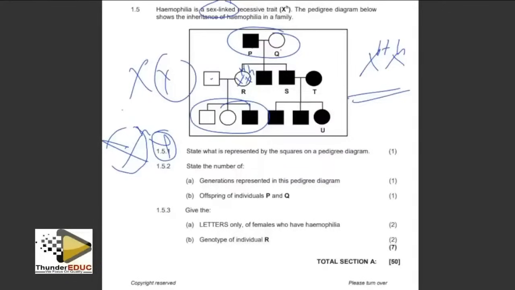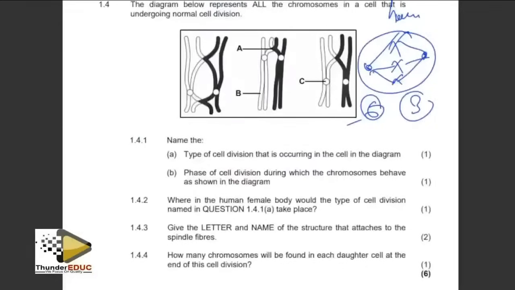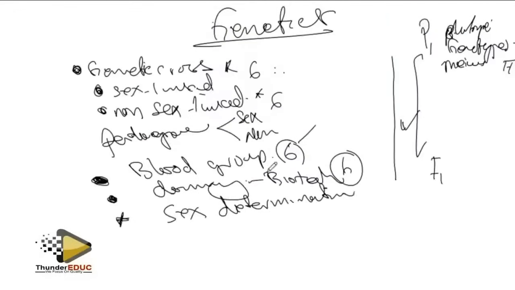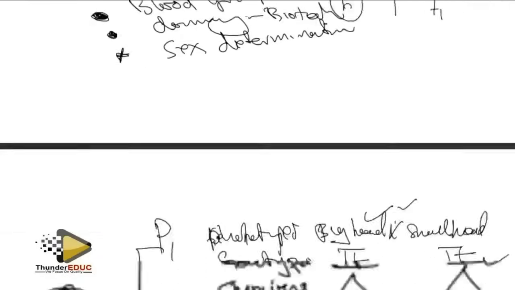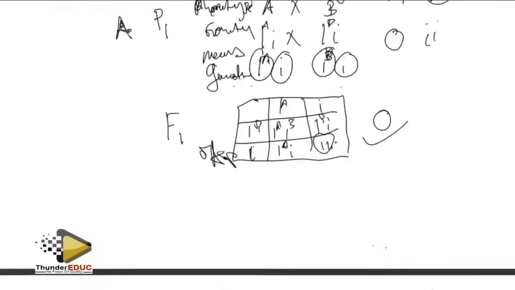Let's continue. We are done with this. Sex determination and biotechnology. How do I explain sex determination? Sex determination is like describing a karyotype. When asked to describe sex determination, it's like describing a karyotype. But if they ask you for the genetic cross, you have to do the cross.